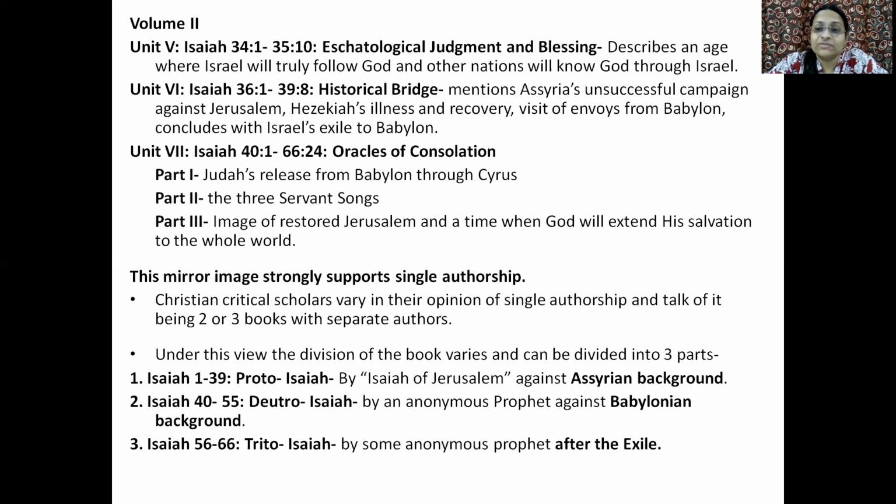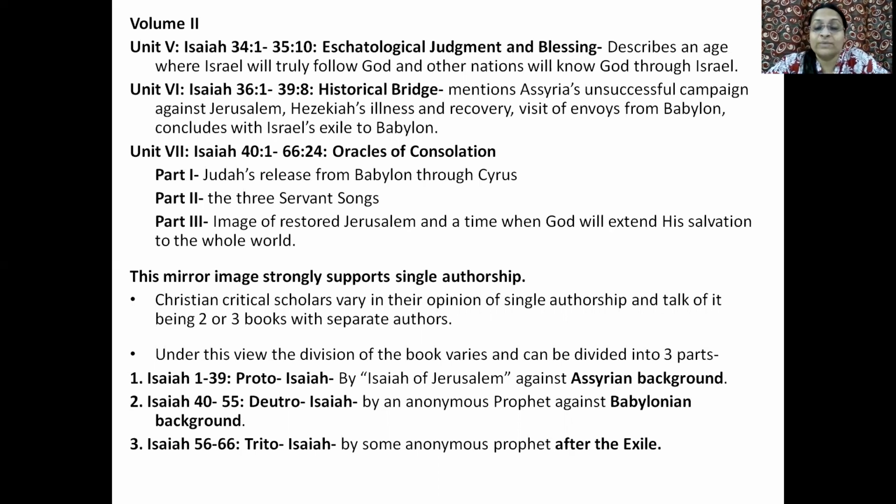Then we have the last unit, unit 7, Isaiah chapter 40 verse 1 to Isaiah chapter 66 verse 24, and it contains the oracles of consolation. This has again three parts. The first part talks about Judah's release from Babylon through Cyrus. So this is about the future.